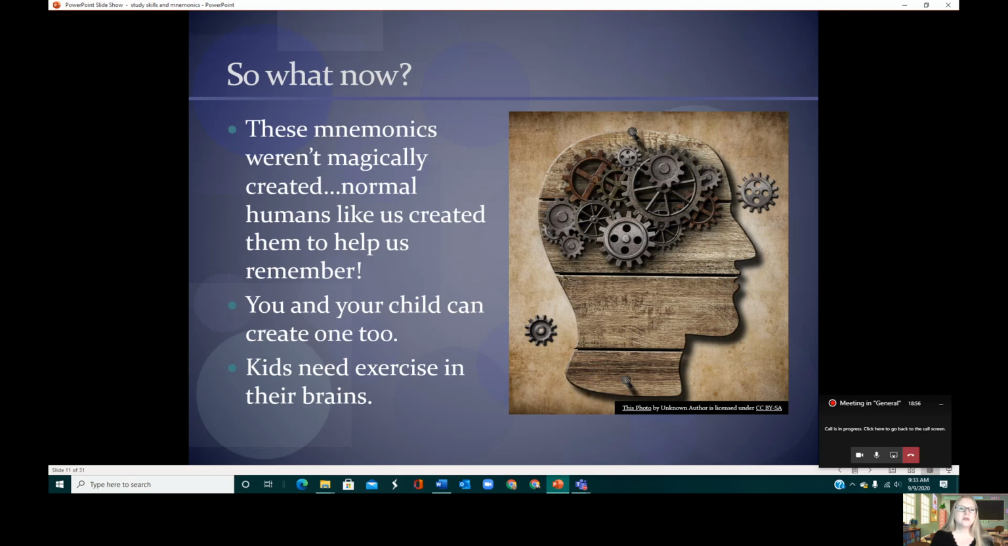So what now? These mnemonics weren't magically created. They were just done by normal human beings like you and me. But our kids are not born with those skill sets. We have to teach them. So you and your child can create them too. It depends on what type of memorization skill set, like what mnemonic device would help your specific child. They need to exercise their brains, so let's teach them how to do it.